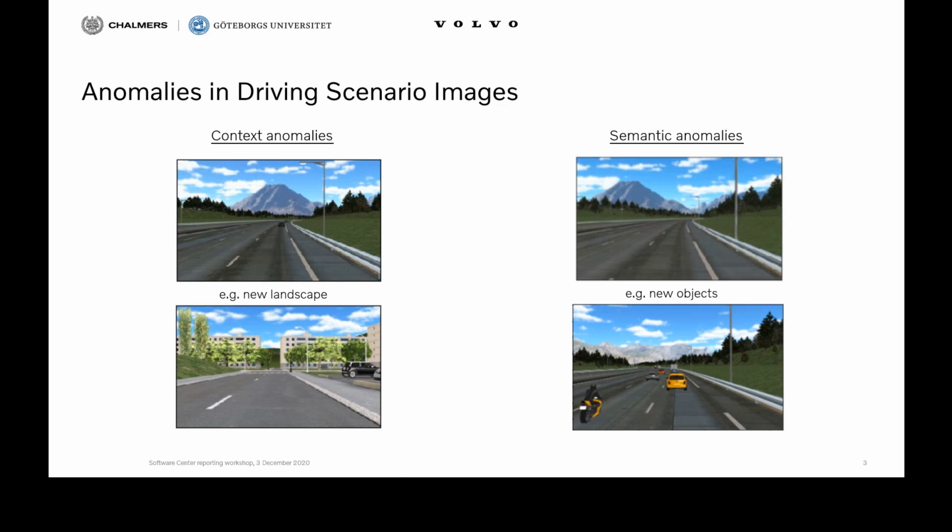Semantic anomalies can also be an unusual location of an object. For example, if during training we have seen the car in the bottom part of the camera image, and during runtime it suddenly appears somewhere in the top right corner of the image, it can also be considered a semantic anomaly. The second group, semantic anomalies, is known to be a more challenging task. Detecting semantic anomalies is more difficult than detecting context anomalies. And in our project, we have focused on this second type, semantic anomalies.